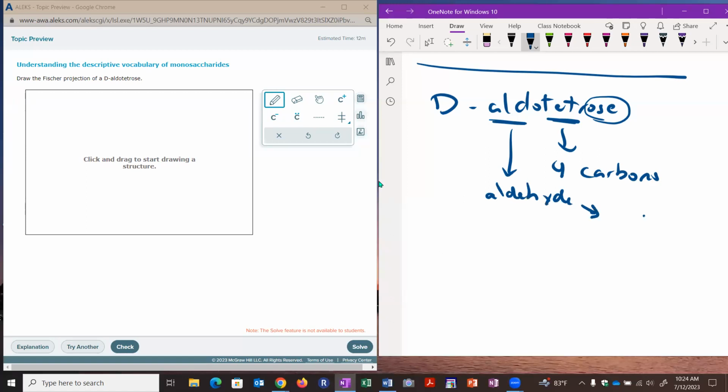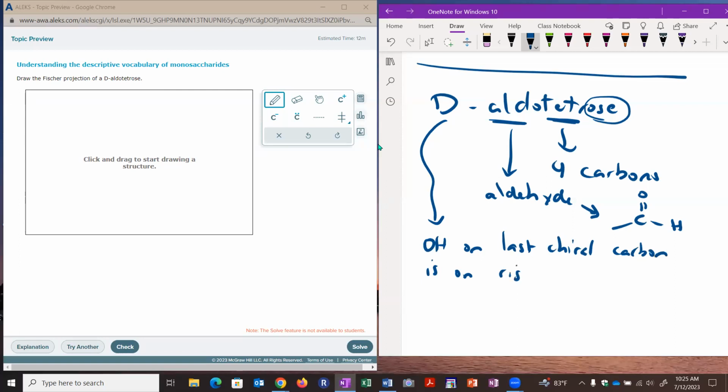Remember, aldehyde has a C double bond O connected to an H, and then that 4th bond is to the rest of the molecule. Aldehydes are found at the ends, usually the top end of our Fisher projection. And then the D tells us that the OH on the last chiral carbon is on the right of the structure. Right, and that's relative. Usually that chiral carbon is furthest to the bottom, usually the second to last carbon in our Fisher projection.